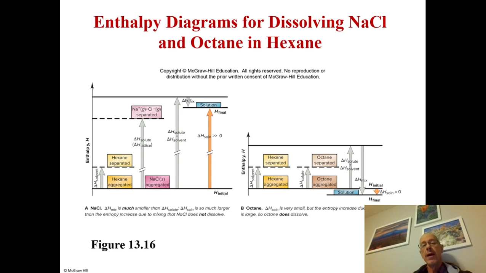Now on the left-hand side, we have hexane and octane. Both of those aggregations, breaking those up, the delta H solvent and delta H solute, are relatively small. And then when we recombine them, the delta H is actually slightly negative. And of course, we have a good entropy term, and so octane does dissolve readily in hexane. So like dissolves like.